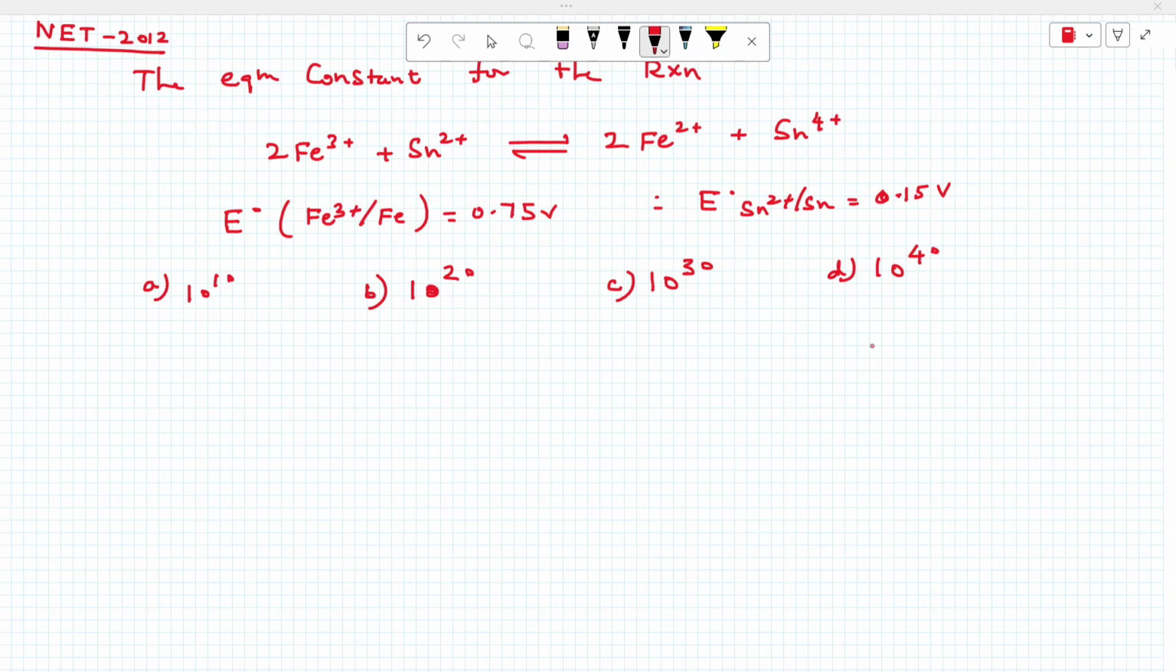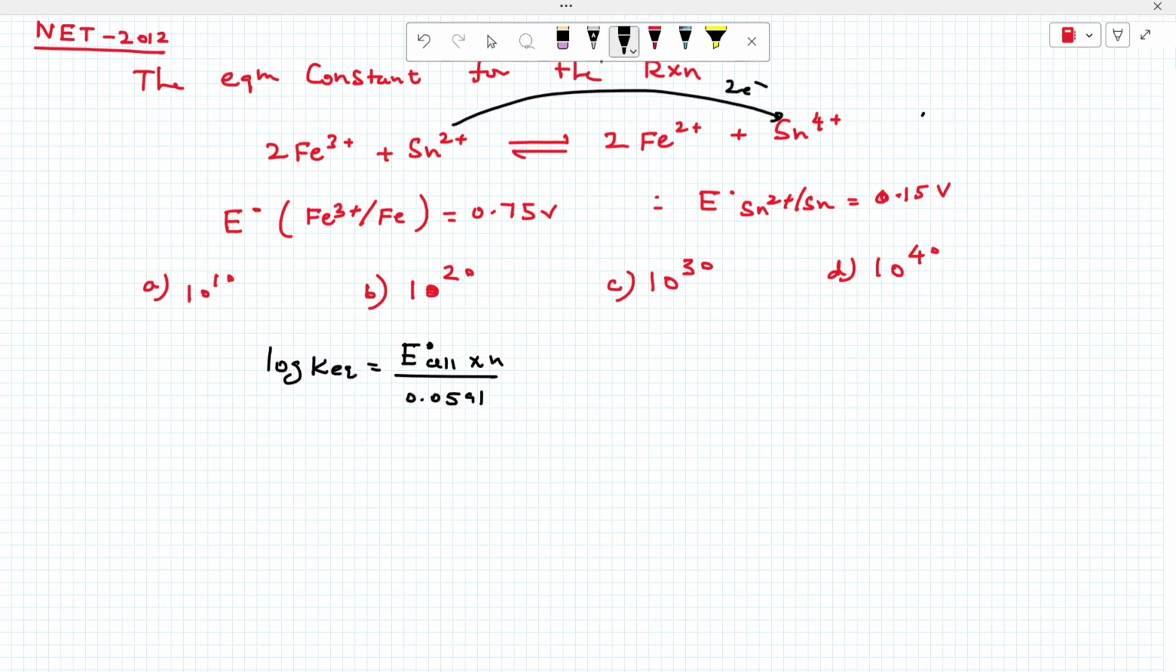What is the E naught cell formula? E naught cell is ER minus EL, right? Now, Fe and Sn, which undergoes oxidation and which reduction? Fe is reduction, Sn is oxidation. Good, very simple. Now the formula: log K equilibrium equals E naught cell into N divided by 0.059. Sn2+ became Sn4+ with 2 electrons, therefore N is equal to 2.